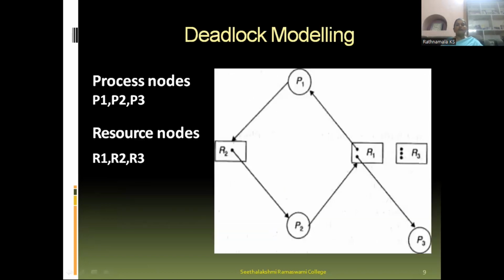Now, suppose you have more than one unit of the same resource. See here, for R1, we have two units of the same resource, but both units are allocated to processes. The first unit is allocated to P1 and the second unit is allocated to P3. So there is no free unit. This is also a problem. Even if you have more than one unit of the same resource, if no unit is free, we will also face deadlock.